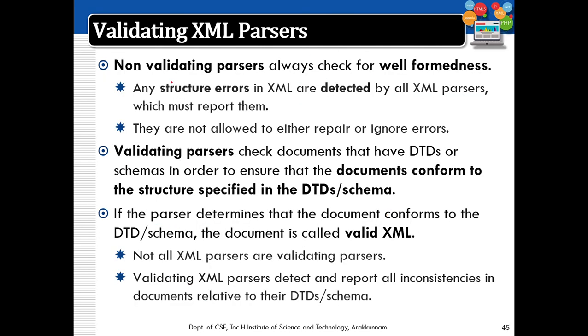Parsers can be of different types. Non-validating parsers always check for well-formedness alone. Structure errors are detected and informed to the user. It will not do any repairs as such. Validating parsers check the rule sets like DTD or schema, and the conformance with the DTD or schema is checked. Not all XML parsers are validating parsers. Validating parsers detect and report all inconsistencies of the XML relative to the DTD or schema.